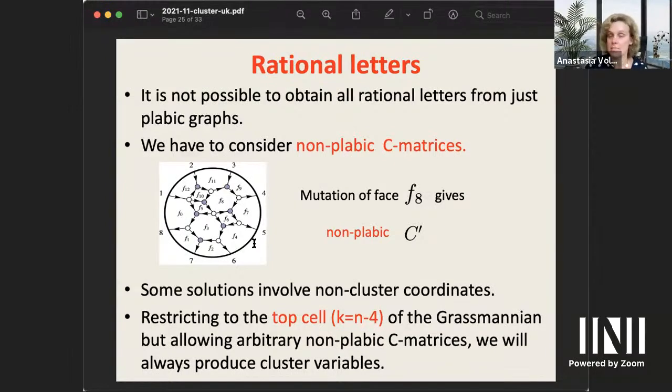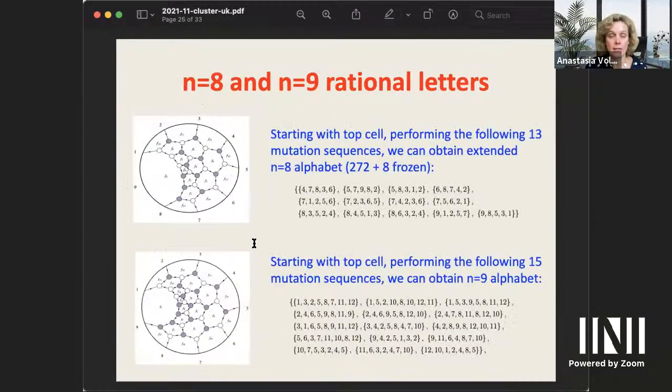Along the way we were also getting some non-cluster coordinates, but we solved that. The way we're doing it now is restricting to a top cell, setting K for the Plabic graph equal to n-4, and then allowing non-Plabic graphs from that, we can get all the letters. Maybe I'll show you the results. For 8 points, we start from the top cell and then mutate. We identify the following 13 mutation sequences, from which we can obtain this extended alphabet of 280 letters.